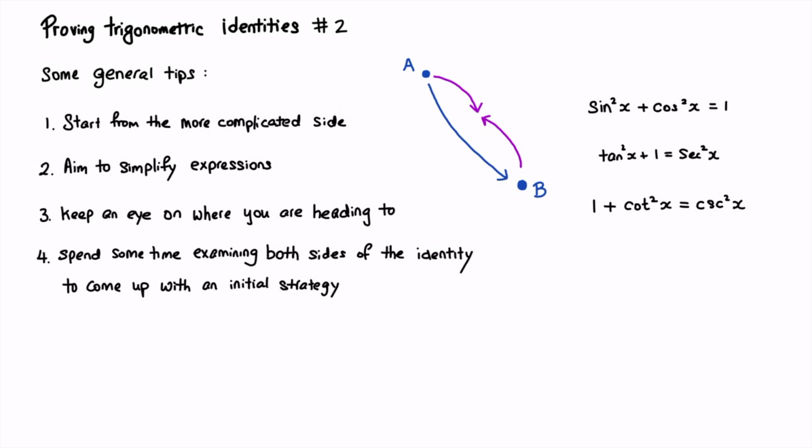Next, it is useful to know some of the common identities. Sine square x plus cos square x equals 1, tangent square x plus 1 equals secant square x, and 1 plus cotangent square x equals cosecant square x. So these identities are often very useful. And lastly, nothing beats practice, so you should practice a lot. So let's go on to looking at some examples.